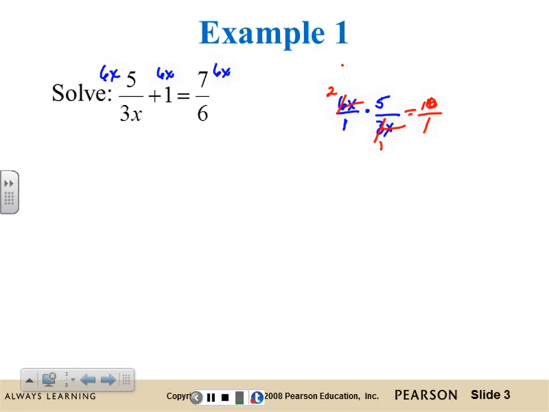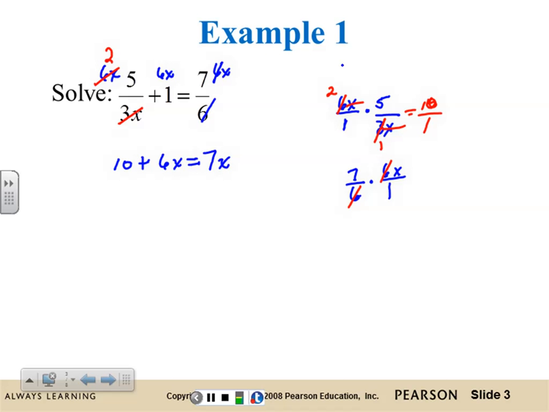So the 3x will cancel with the 6x and the 2, and 2 times 5 is going to be 10, plus 6x times 1 is 6x, equals, again, we'll go over to the right, 7 over 6 times 6x over 1. Well, the 6 will cancel the 6, leaving me with 7 times x, which is 7x. So again, 6 will reduce with 6, and 7 times x is 7x.